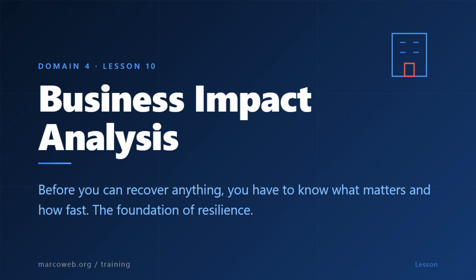Business impact analysis. This is the foundation of the whole business resilience half of the domain, and skipping it is how you end up recovering the wrong thing.